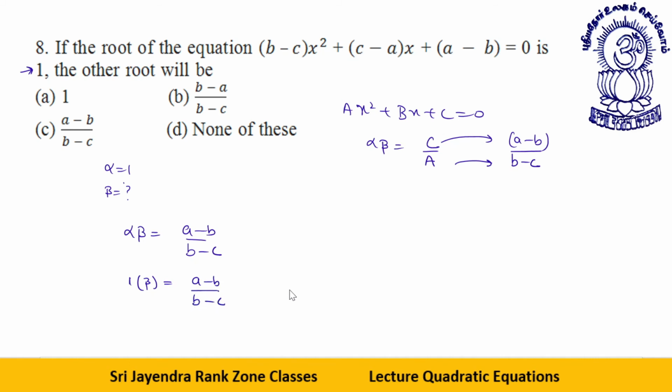This is beta. Therefore, the other root is so easily done: a minus b by b minus c. I hope all this is clear to everyone. Okay, students, should I take the next one?